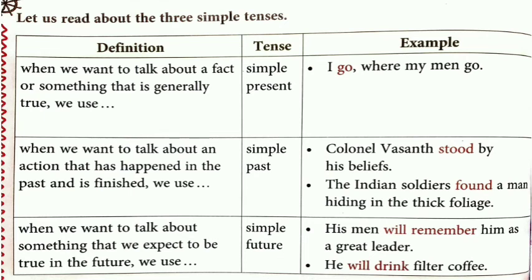Here we will see some examples. His men will remember him as a great leader. Here students, his men is a subject, will, that is helping verb, remember, that is V1, and him, that is object here. Another sentence, that is, he will drink filter coffee. He is subject here, will, that is helping verb, drink, that is V1, that is verb, filter coffee. Filter coffee here is an object.